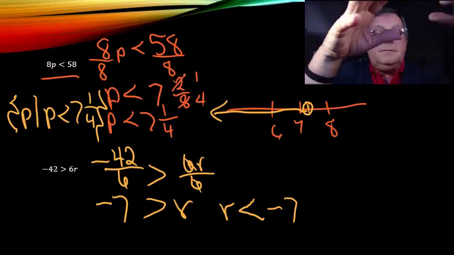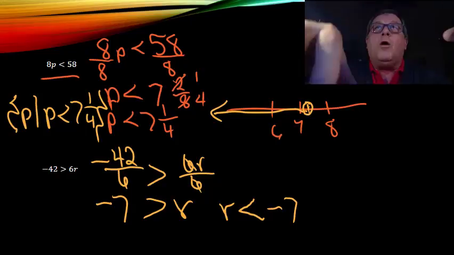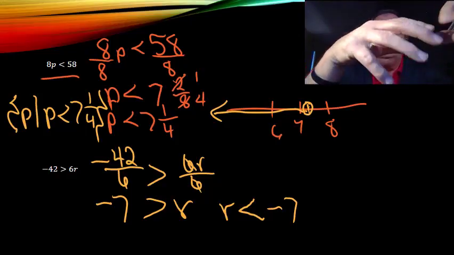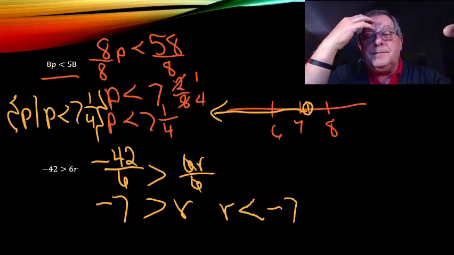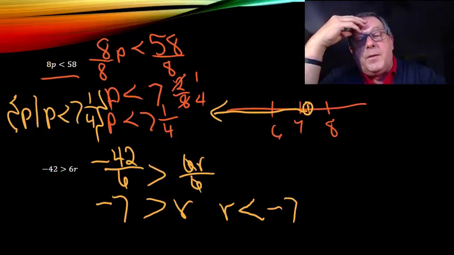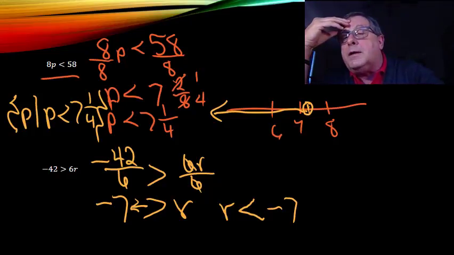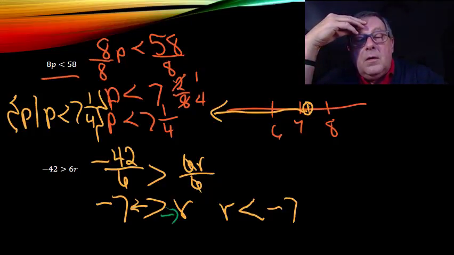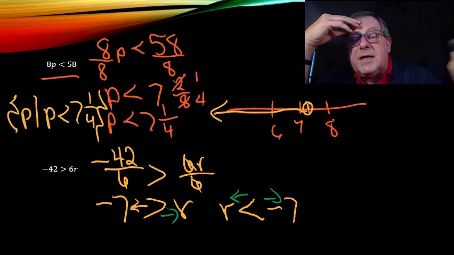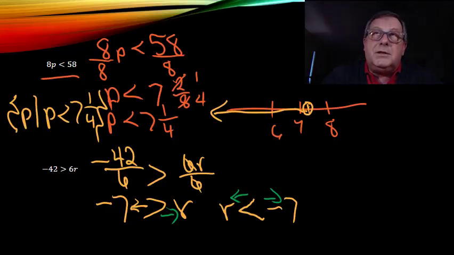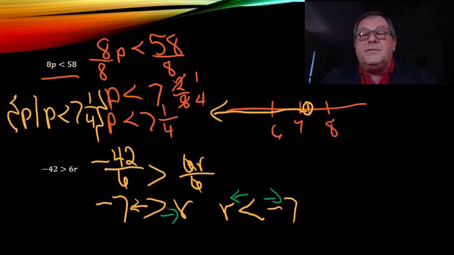Now, if it had been -7 is less than r, and I'm rewriting it, I would then put r is greater than -7. So whichever way is the open end, closed end, if you look at it, the open end is pointing towards the -7 here. The small end is pointing towards the r. And when I rewrote that, the small end is pointing towards the r, and the open end is pointing towards the -7. That could get a little confusing.